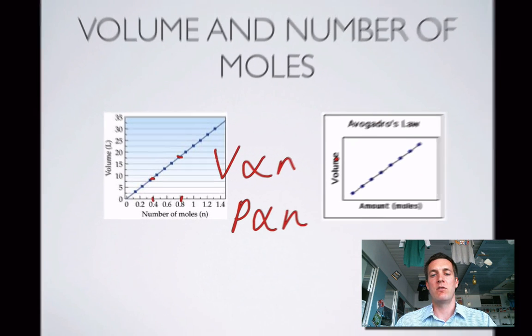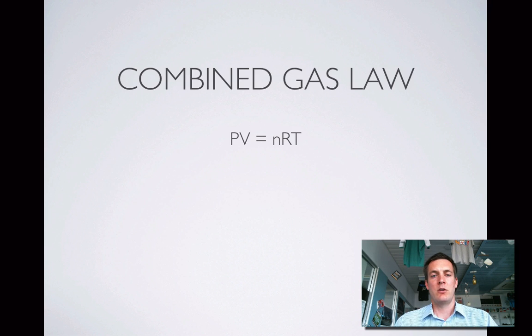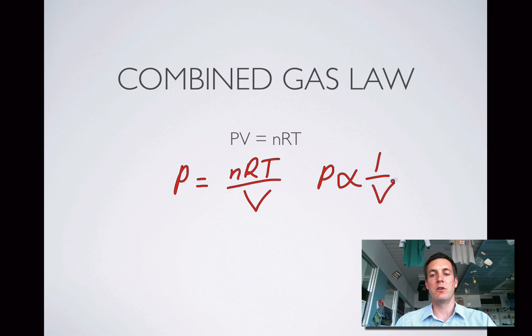Okay, so here is that relationship again. As the number of moles increases, the volume increases, and it's a straight line relationship, so the volume is proportional to the number of moles, so long as we keep the pressure constant. All these things put together lead us to something called the combined gas law. If I rearrange this to find P, I can see that P equals nRT over V, and that's another way of saying that pressure is proportional to 1 over volume, so long as I keep the temperature the same.